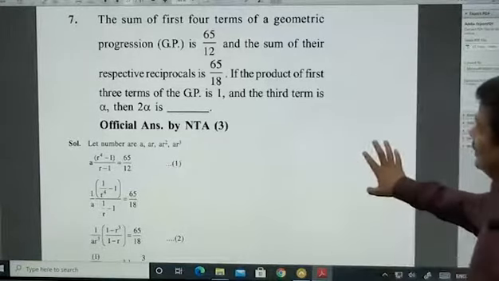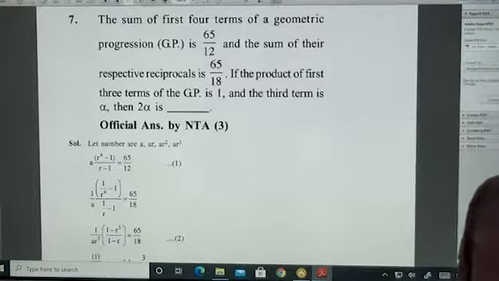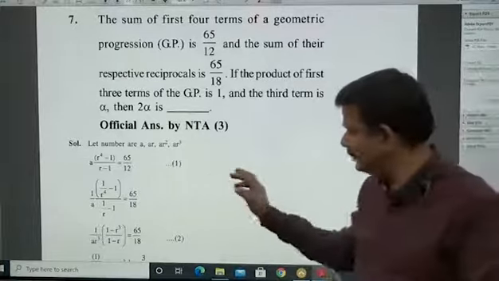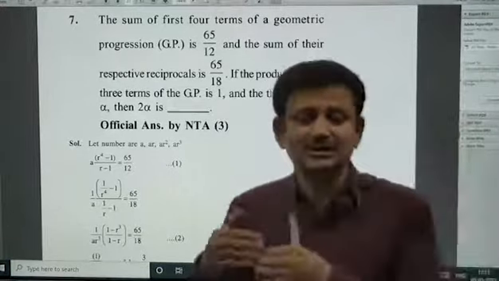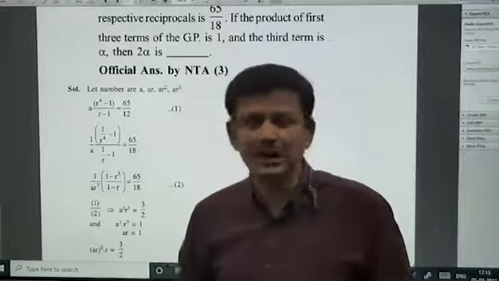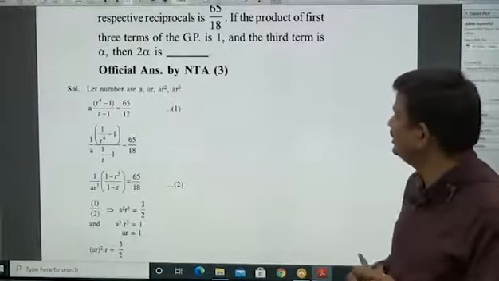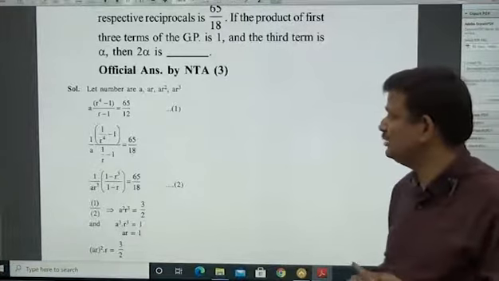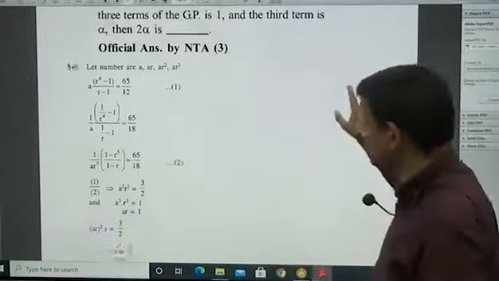Sum of their respective reciprocals is 65 by 18. Reciprocals will also be in similar fashion: 1 by A, 1 by AR, 1 by AR square. That will be a GP with common ratio 1 by R. Product of first 3 terms, A, AR, AR square: product is A cube, R cube. It is also given as 1. And the third term is alpha. He is asking 2 alpha. So it's only a calculation question, nothing fantastic about it.